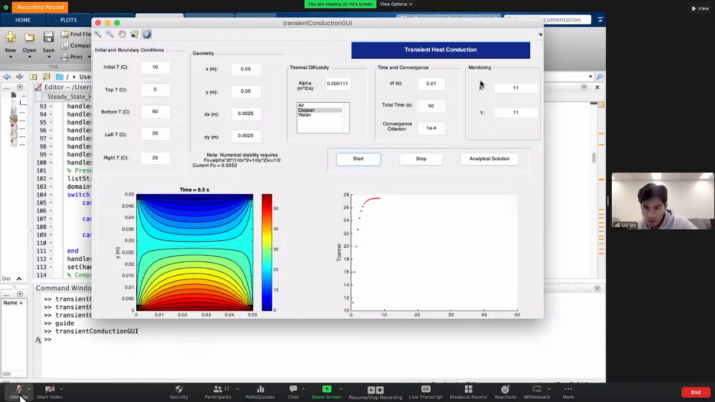And there's one more feature in the app here: a monitoring point that relates to this figure. Say X and Y is the coordinate in our domain, the 11th node, and let's say another point in the 15th node, and run.